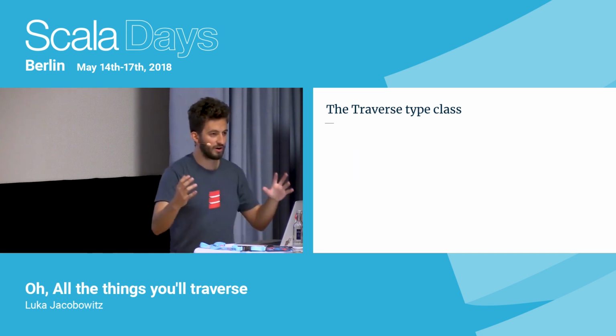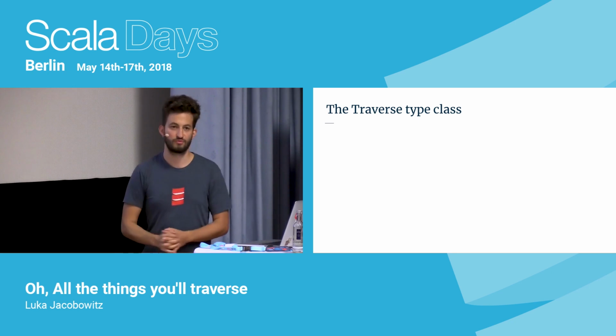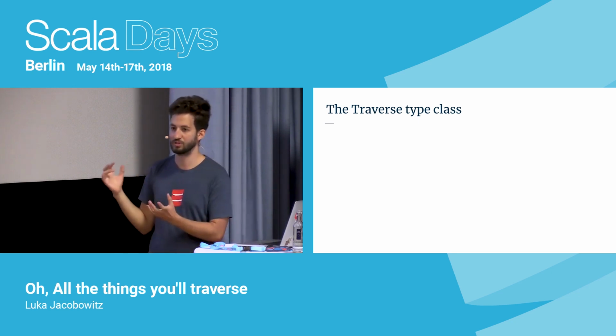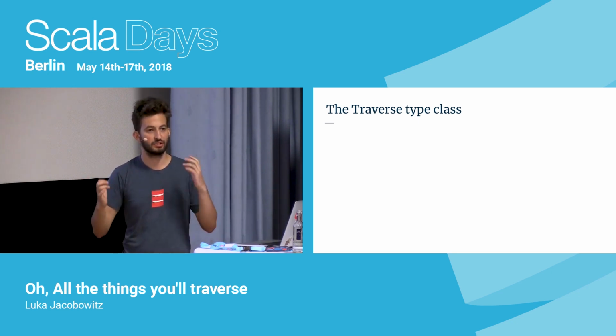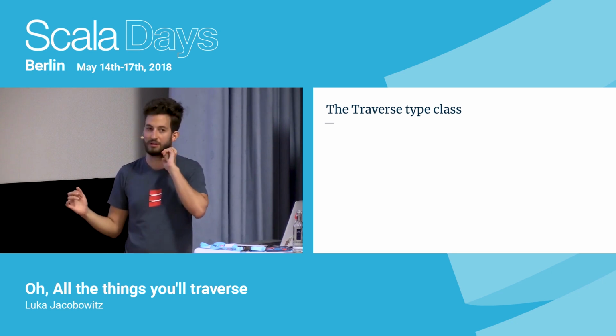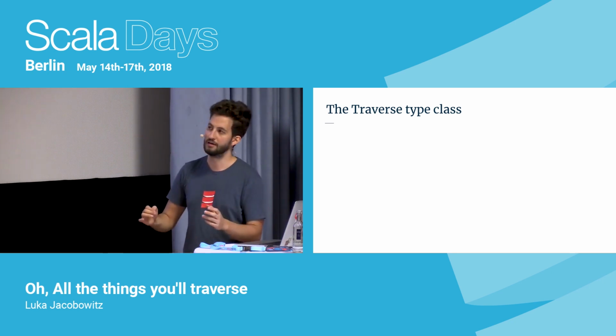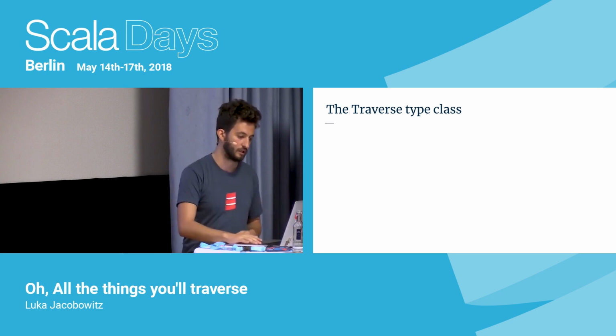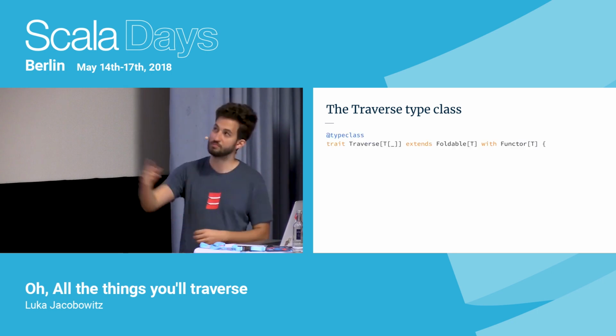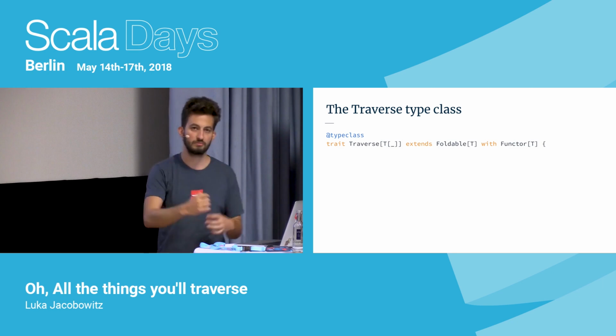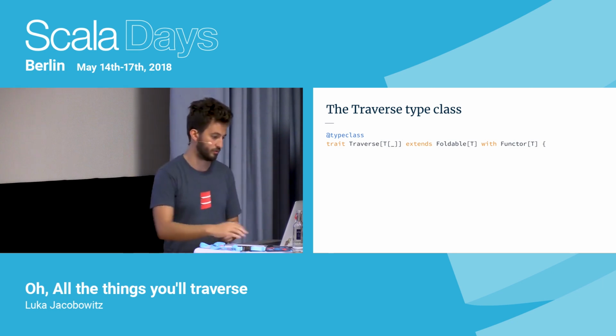And now the really cool part, and the title of our talk, is Traverse. The Traverse type class basically generalizes what we did before with Future in an even more abstract way. So this is Traverse. It extends both Foldable and Functor. So we call them traversable functors, or just Traverse for short.